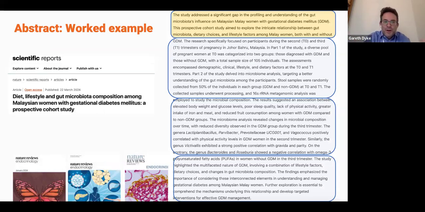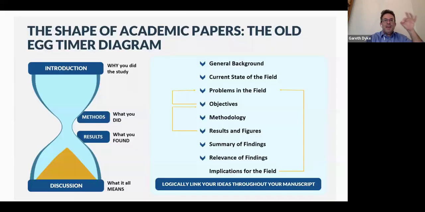and here's a paper on diet, lifestyle, and gut microbiota composition, with the answers to the 4 questions in sequence in the abstract of this paper. What did you do? How did you do it? What did you find? And what did you conclude? Build your papers with structure. This is the key to success.